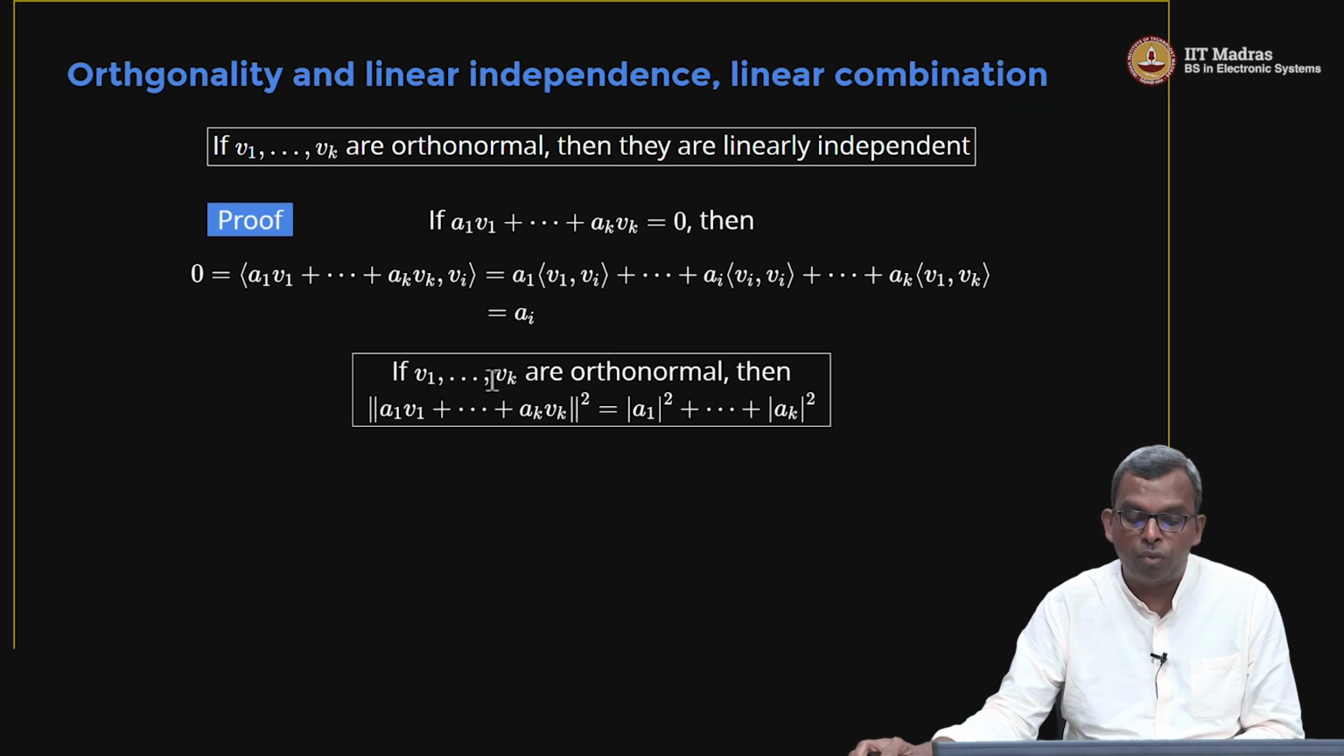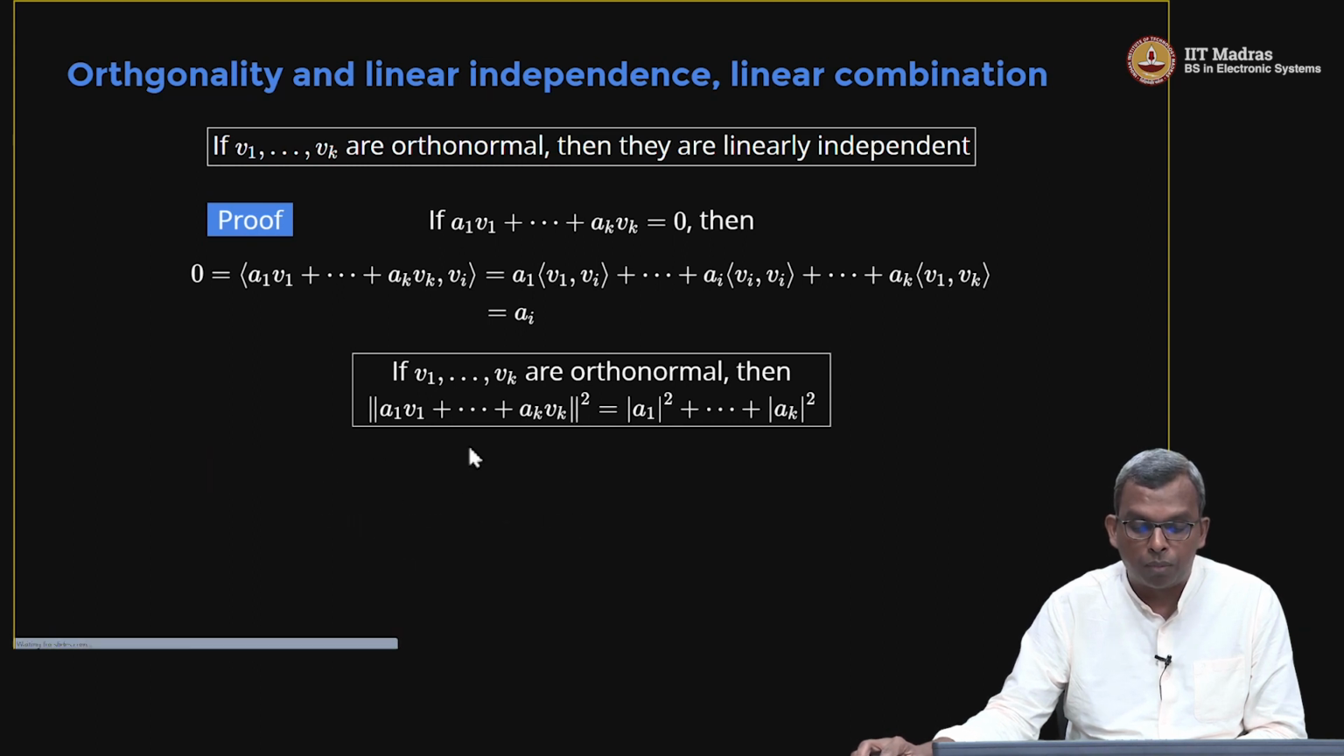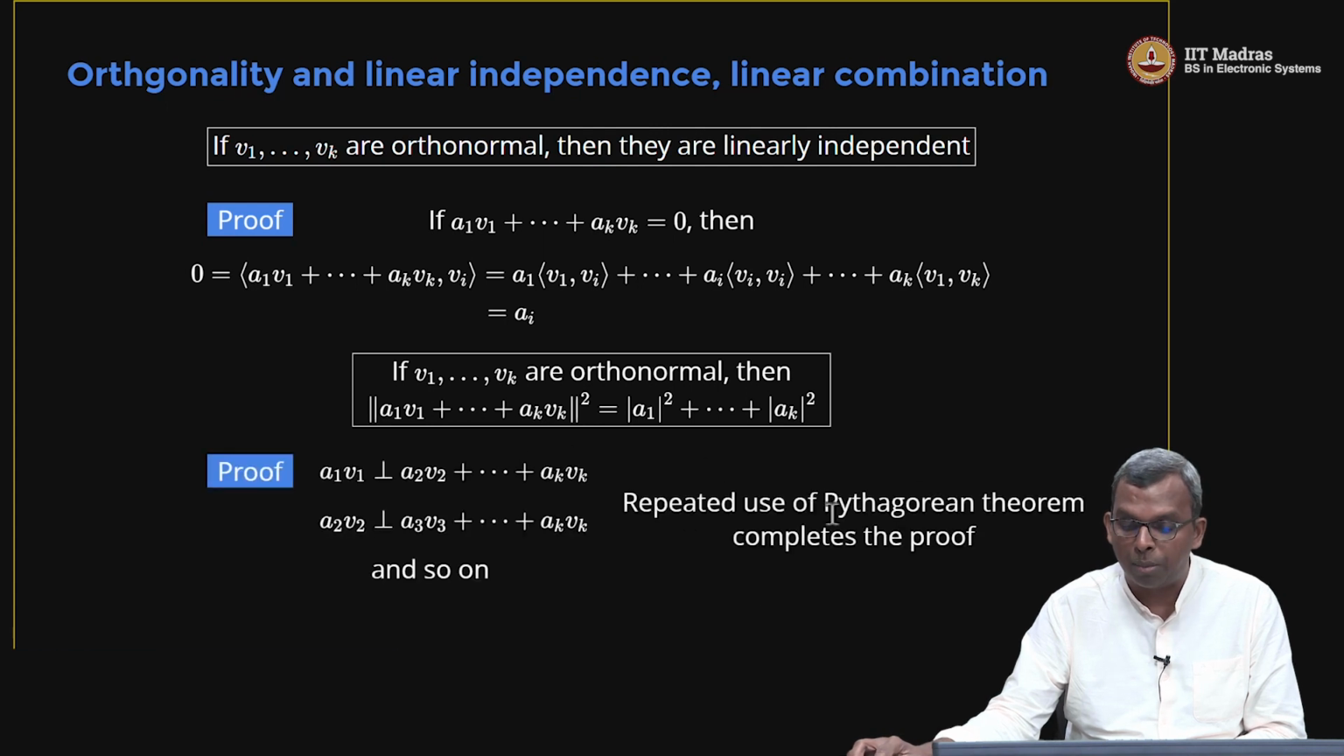Supposing v1 to vk are orthonormal, then the norm square of a linear combination of v1 to vk is simply the sum of the scalar magnitudes squared. There will be no cross terms. Otherwise, in general, when you write norm square, you have to write it as the inner product of this vector with itself. So there will be a lot of cross terms, right? But all those cross terms will disappear. That's what I have written down here as a repeated use of the Pythagorean theorem.